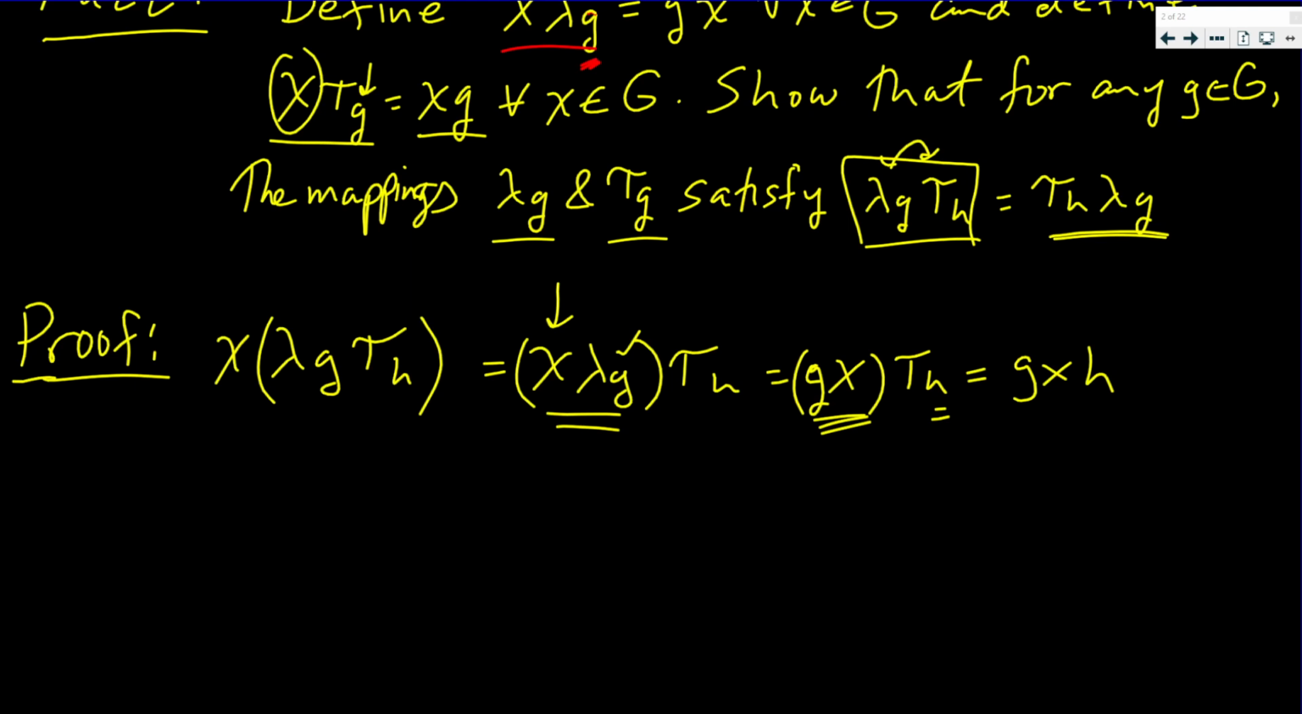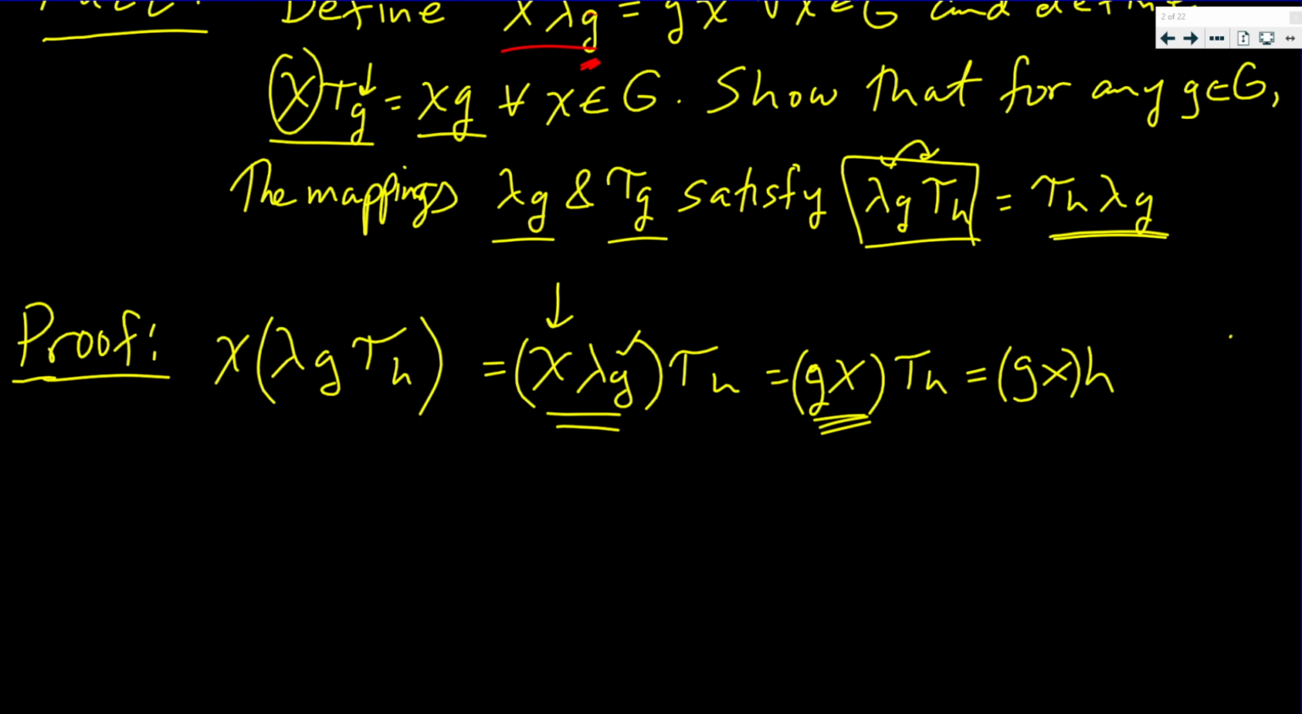Now, let's suppose you're kind of new at this and you don't really know how to continue to finally get that this is x composed with tau h lambda g. So possibly, I just want to say one last thing. This would be gx times h.